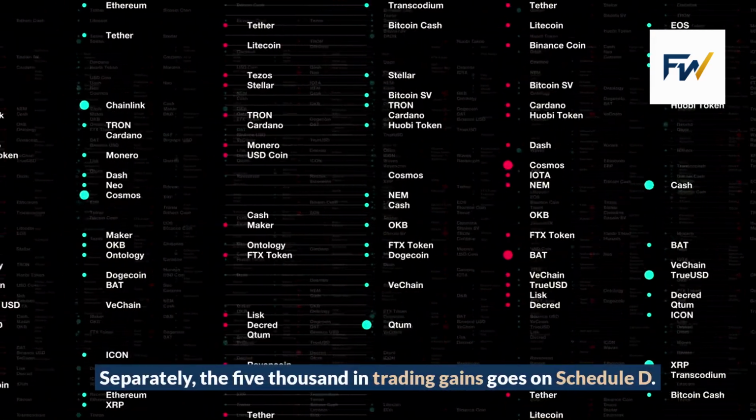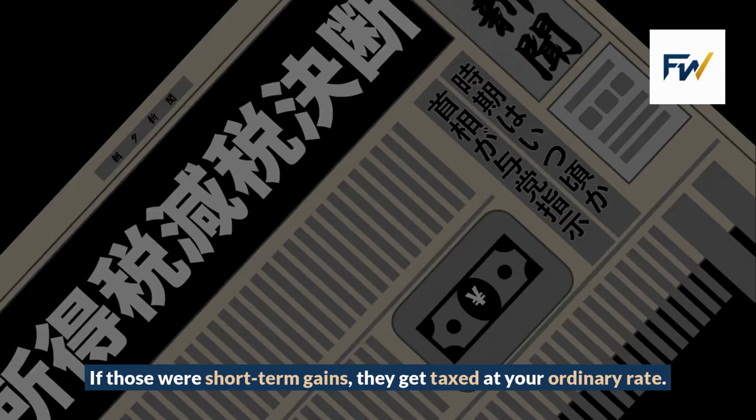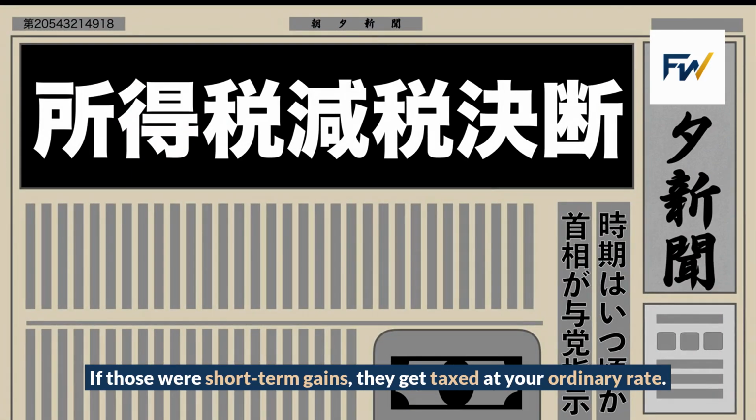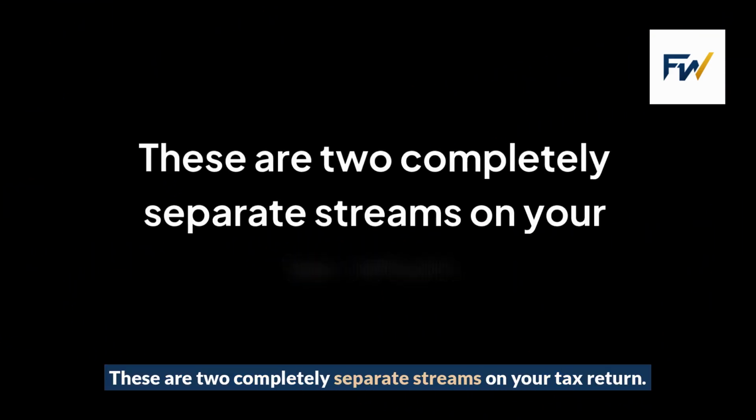Separately, the $5,000 in trading gains goes on Schedule D. If those were short-term gains, they get taxed at your ordinary rate. If long-term, you get the preferential rate. These are two completely separate streams on your tax return.